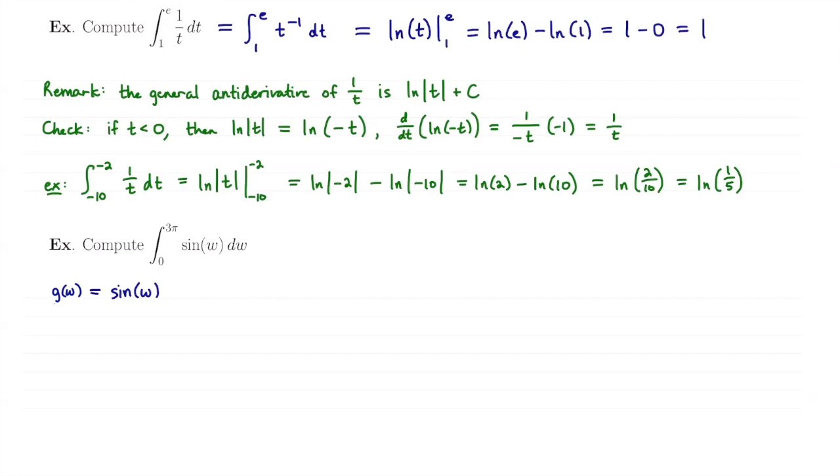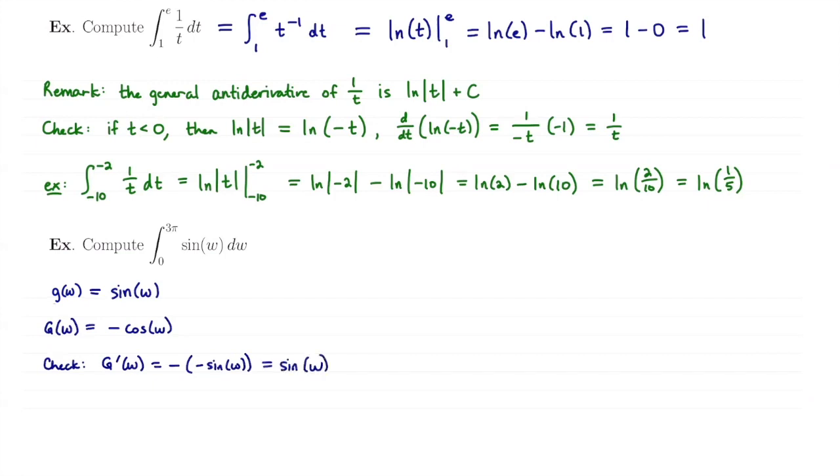What function has a derivative of sine? You might think cosine, but that's actually not correct. You have to be careful here. Cosine's derivative is negative sine. So the antiderivative we're looking for here is capital G of w is negative cosine of w. You can check yourself. Capital G prime of w is negative the derivative of cosine, but that's negative negative sine of w, which of course is just sine of w.